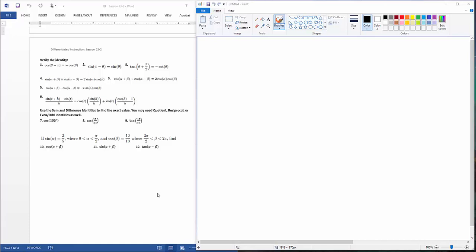So this is DI 33-2. We're going to go over a few of these identities. So number 1, it says cosine of theta minus pi equals negative cosine theta.